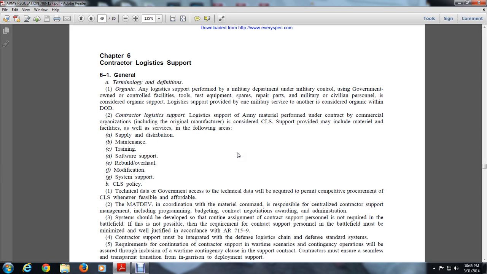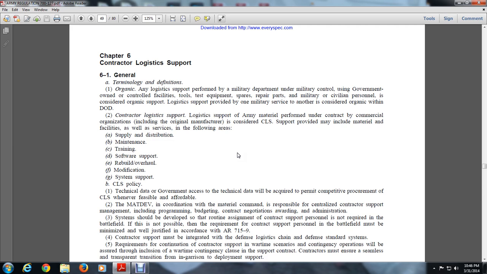CLS contract logistics policy. 1. Technical data. Government access to technical data will be acquired to permit competitive procurement of contract logistics support whenever feasible and affordable. 2. The MatDev is the materiel command coordinating and responsible for centralized contract support management, including program, budget, contract negotiation, awarding, and administration.